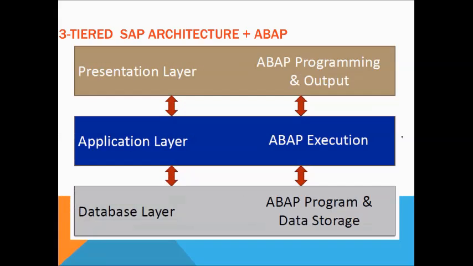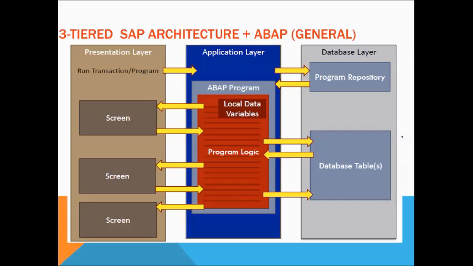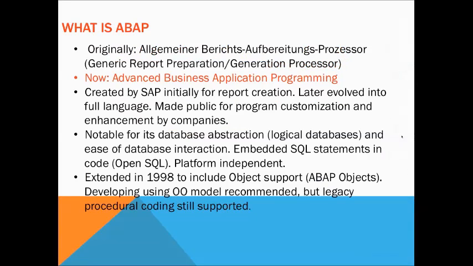So 3-tier architecture always involves ABAP. ABAP is basically Advanced Business Application Programming. You can see in the database, application and presentation layers, everywhere programming is involved, and it is called ABAP programming. And then 3-tiered SAP architecture plus ABAP in general: we have a presentation layer, an application layer as well as a database layer. So the program repository in the database layer goes back and forth to the application layer, as well as all the database tables go back and forth with the program logic of the application layer, and the application layer goes back and forth with all kinds of screens in the SAP presentation layer, which is basically the graphical user interface.